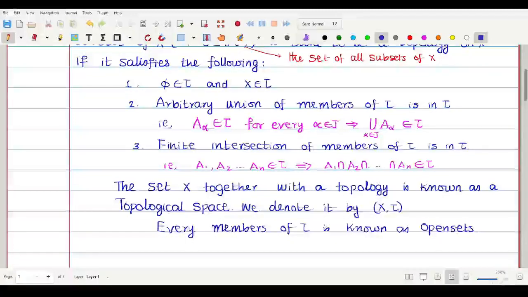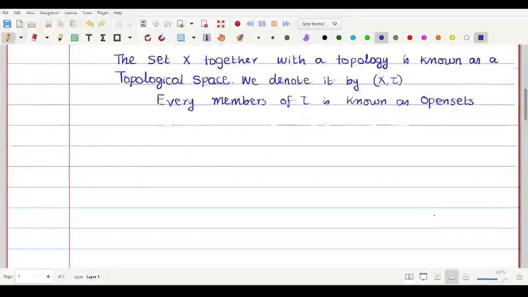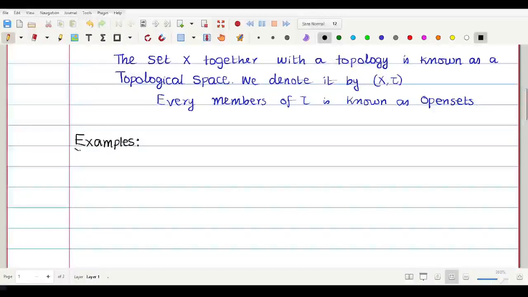X is a set, and tau is a collection of subsets of X which satisfies these three properties. Note that every member of tau is known as an open set. I already said that in a metric space, the set of all open sets satisfies these three properties, so the members of tau are known as open sets. In this video let us discuss some examples of topological spaces. Let us discuss four examples.